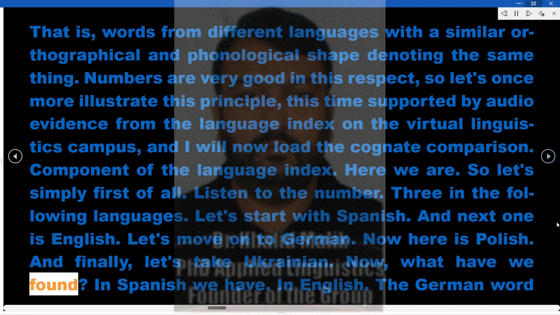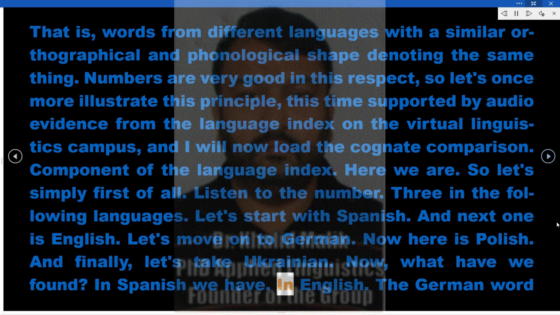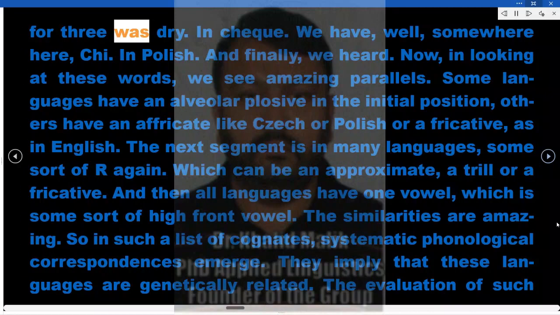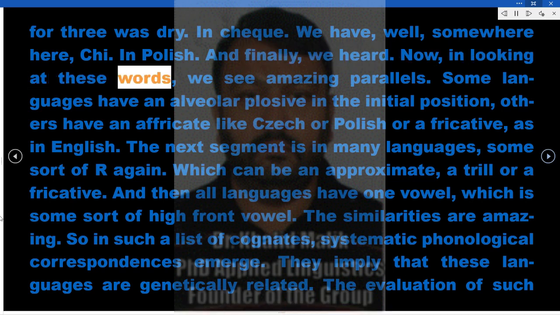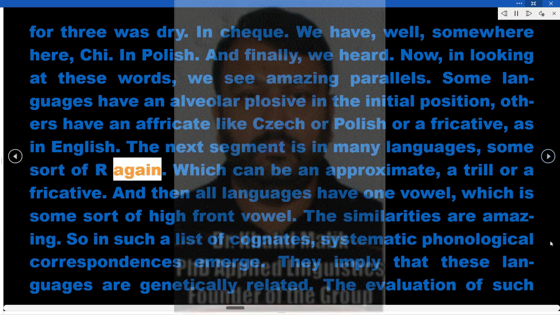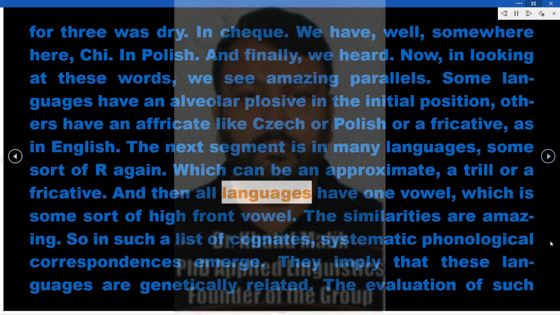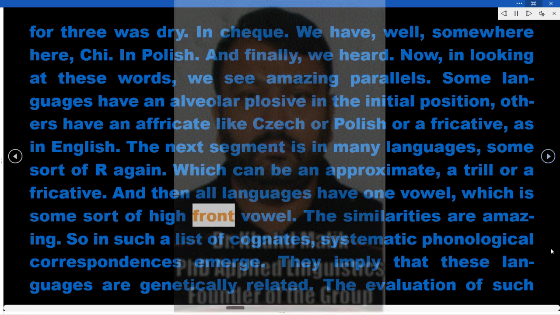Now, what have we found? In Spanish we have "tres". In English, "three". The German word for 3 was "drei". In Czech, we have "tři", and in Polish "trzy". And finally, we heard the Ukrainian. Now, in looking at these words, we see amazing parallels. Some languages have an alveolar plosive in the initial position, others have an affricate like Czech or Polish, or a fricative, as in English. The next segment is in many languages some sort of R again, which can be an approximant, a trill or a fricative. And then all languages have one vowel, which is some sort of high front vowel.